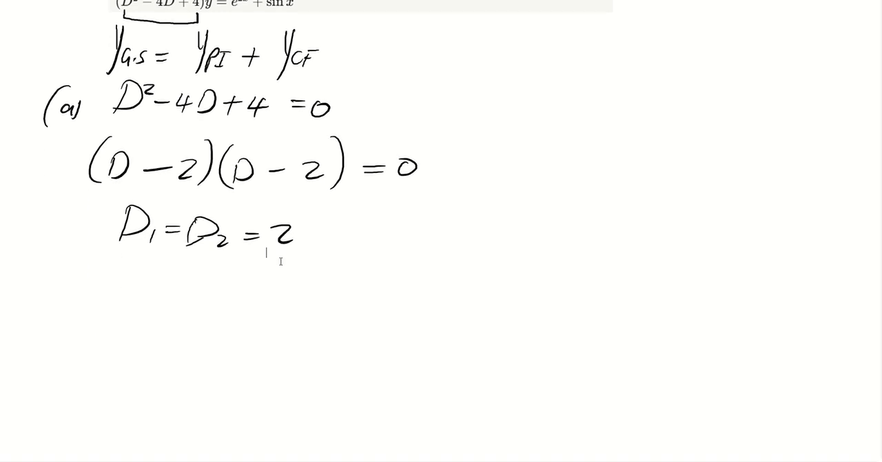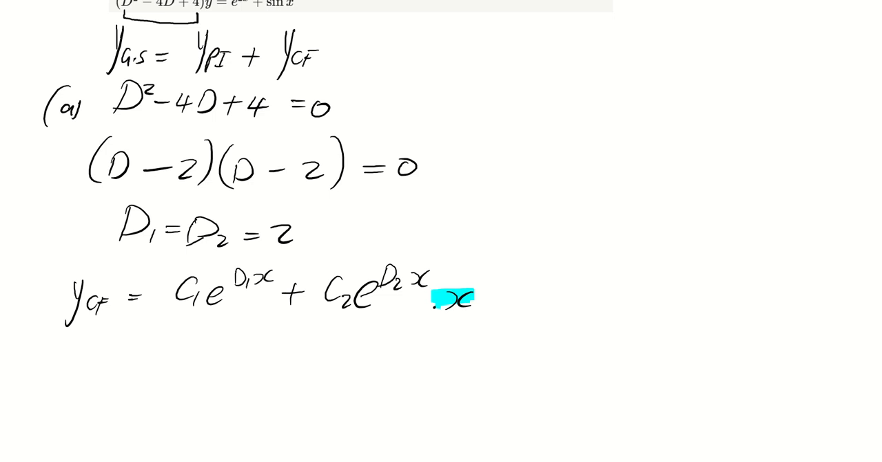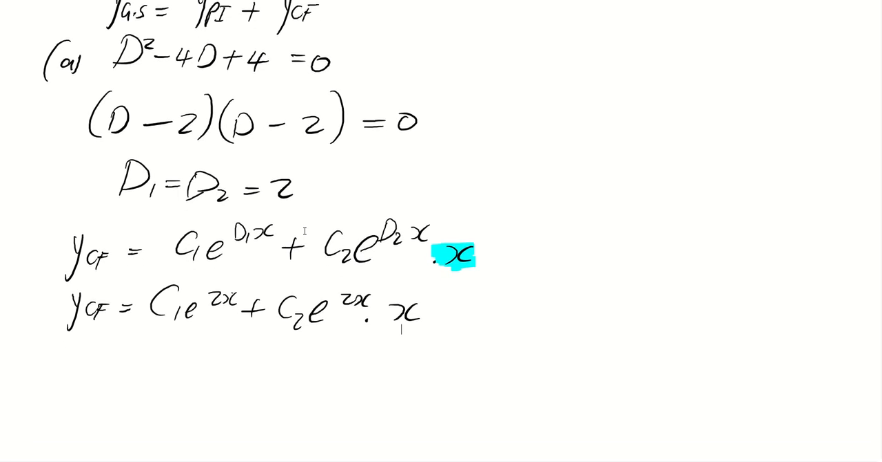Okay, so since the factors are the same, your YCF will be given by C1e^(D1x) plus C2e^(D2x) times x. That's because the factors are the same, you multiply by that x there. So YCF will be equal to C1e^(2x) plus C2e^(2x) times x. Okay, we are done with our YCF now.